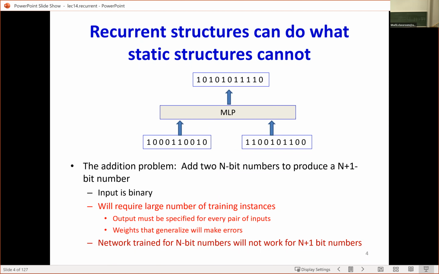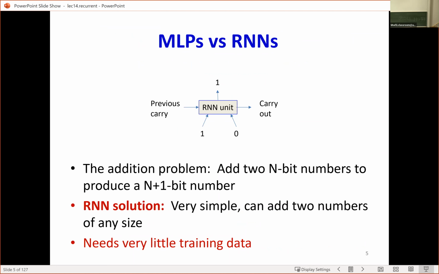If I'm summing two n-bit numbers, how much data will I require? I'm going to need every possible value before it learns the patterns, right? Learning is going to be an impossibly difficult task. Here's the recurrent version. The recurrent version is much simpler. Only a few rules it has to learn, something like this. If I'm adding A, B, and the carry.